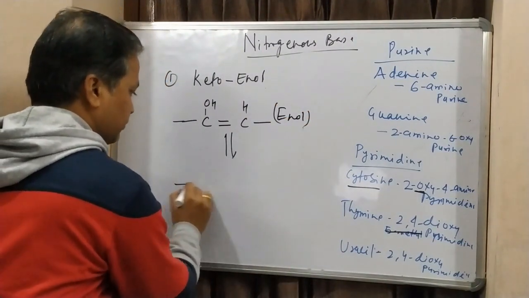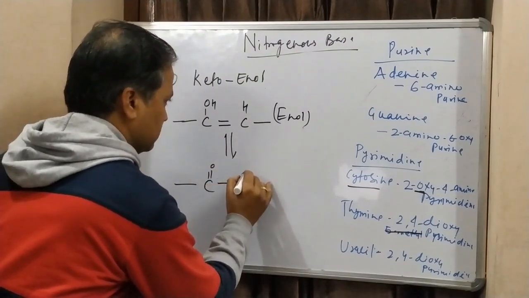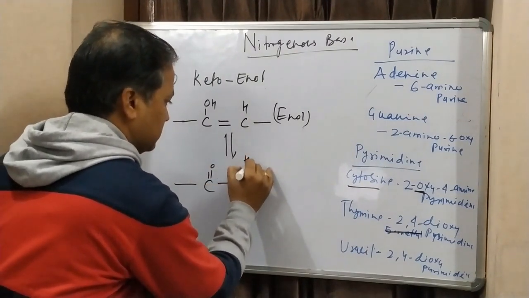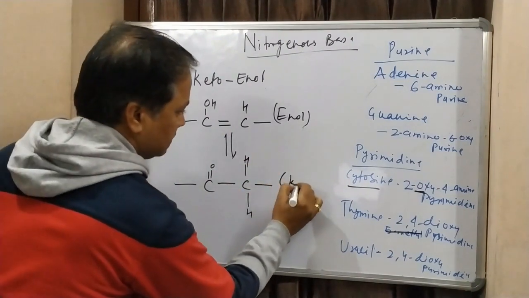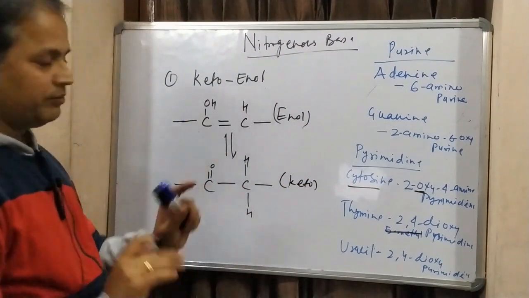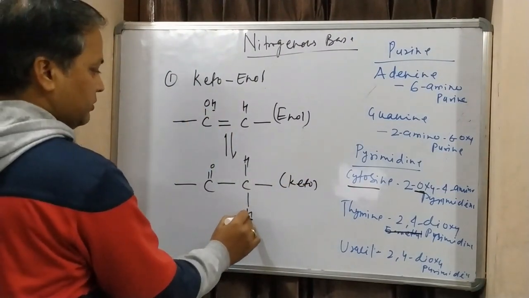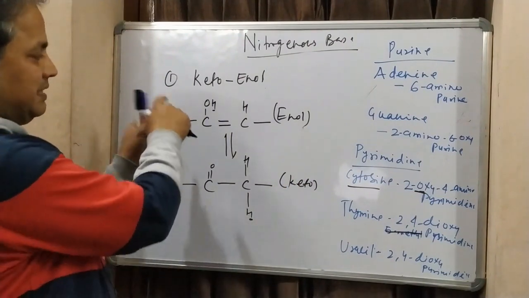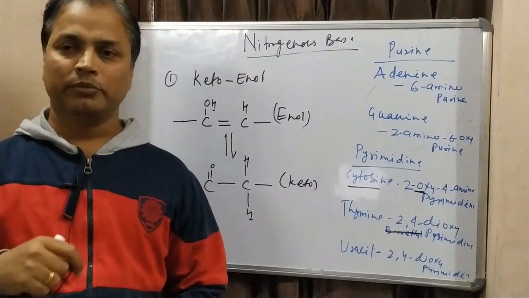It can exist in the form where, this is called keto form. So we have not done anything. We have just shifted this hydrogen from here to here. So hydrogen is changing from one place to another place. This is called ketoenol tautomeric forms.